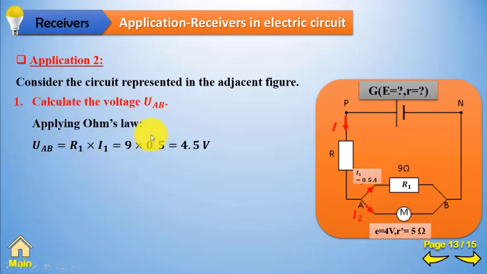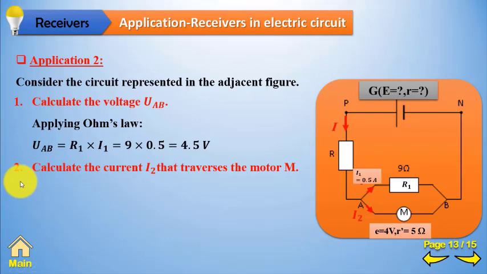First, you need to calculate the voltage UAB. Applying Ohm's law on the resistor R1, UAB is equal to R1 I1. Substituting each one by its value gives you 4.5 volts.